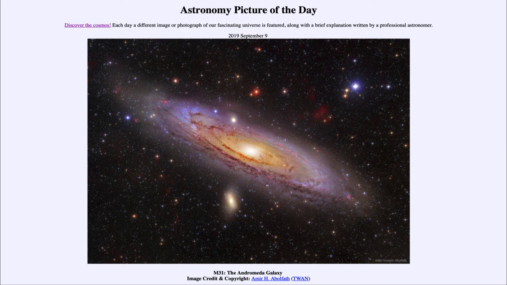So that was our picture of the day for September the 9th of 2019. It was titled M31, the Andromeda Galaxy.